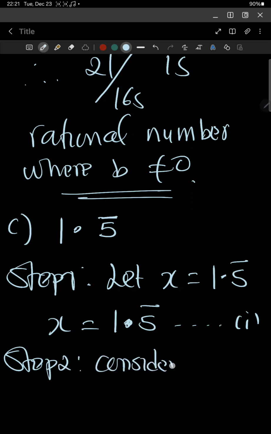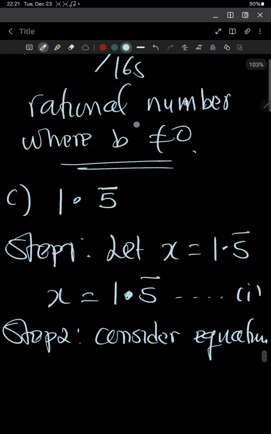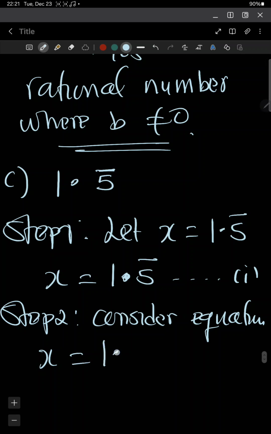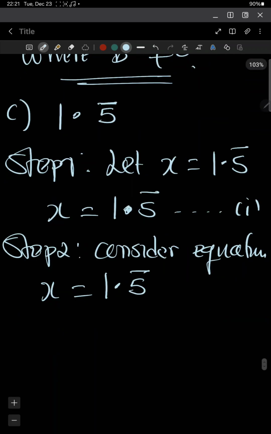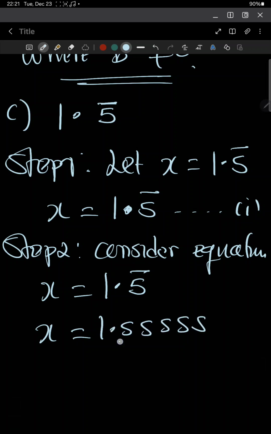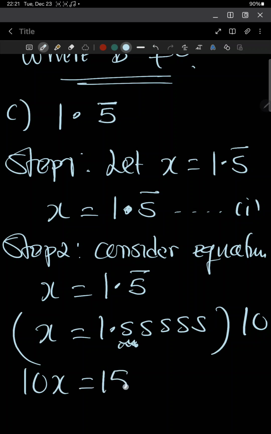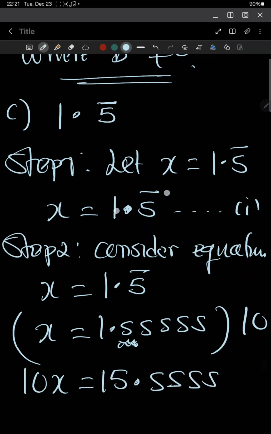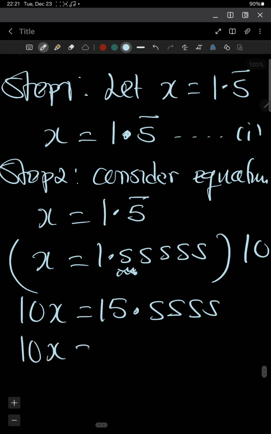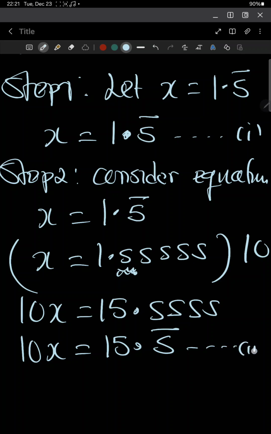Step 2, consider equation 1. So what is our equation 1? We'll say x is equal to 1.5 bar. What is the meaning of this? Same as x is equal to 1.55555. So we'll consider this. Which number can we multiply by? We'll multiply by 10. Don't consider everything, just consider this by 10. So it will be 10x equal to 15.5555. So 10x is equal to 15.5 bar. So that is our equation 2.